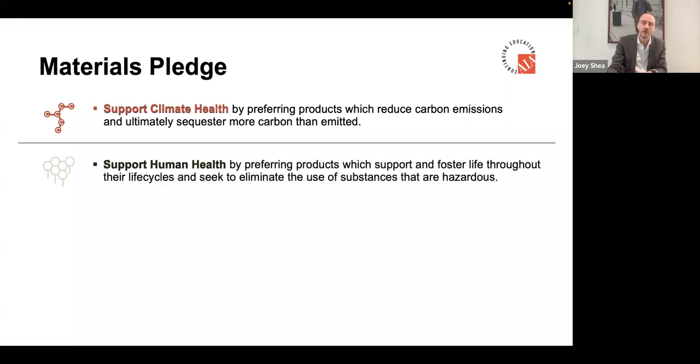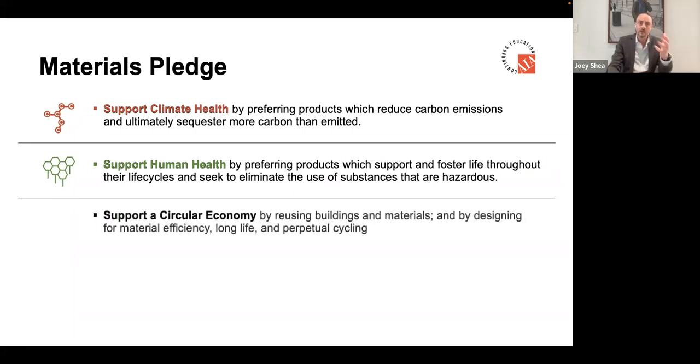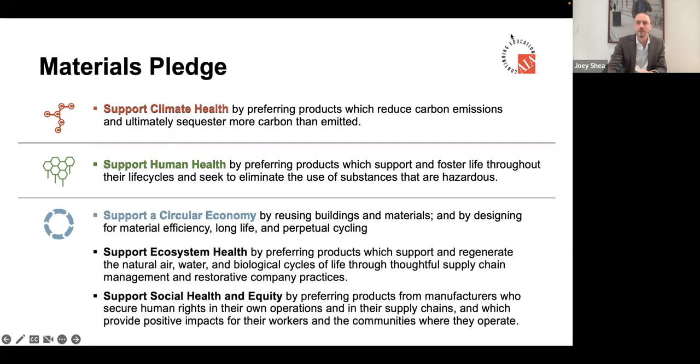But they also have support human health, which is about those substances that might be hazardous to our health and trying to mitigate the risk that they pose to communities in the entire supply chain, as well as in the use phase of our buildings. And then they use the term circular economy just like we do, because it is the best way to describe building reuse, material reuse, refurbishing, recycled content, perpetual cycling, and even just durability and longevity. If you are familiar with the Materials Pledge, you may also know that there are two other pillars of the pledge, which are support ecosystem health and support social health and equity, both of which are critically important and both of which are just a little bit outside the scope of my presentation today.